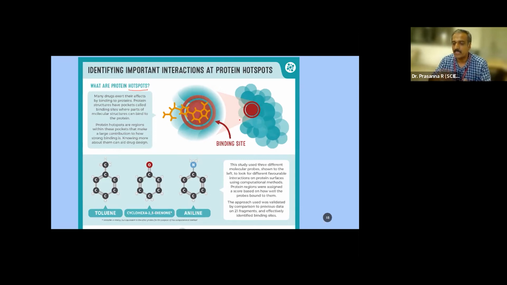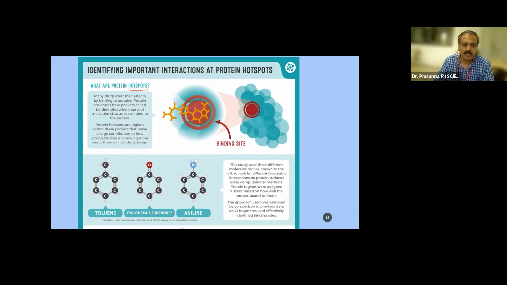So it can be a hydrogen acceptor or a hydrogen donor. A hydrogen acceptor is the one which accepts the hydrogen from the protein. A hydrogen donor is the one which lends hydrogen to form hydrogen bonding to the protein. So I'm just trying to give you a small example.